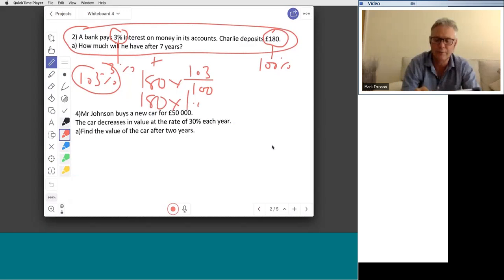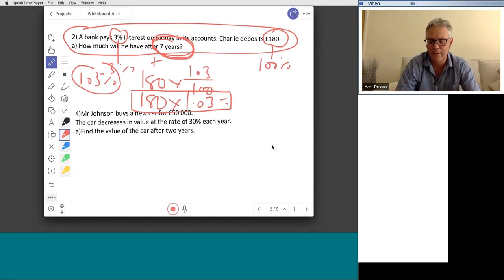The thing is with this question, and that's why it's a compound interest question, is that we are going to invest our money for 7 years. So far, this calculation has given us interest for just 1 year. So what do I need to do to get to 7 years? Well, I'd need to multiply it by 3% again. That would give me 2 years. And then again, that would give me 3 years. And then again, that would give me 4 years, and so on and so on, until I get 7 years.